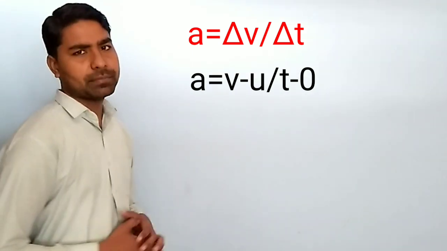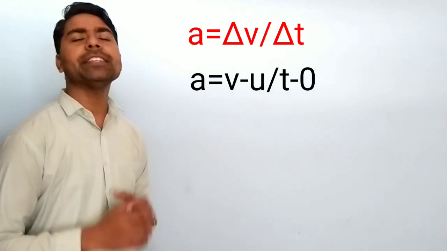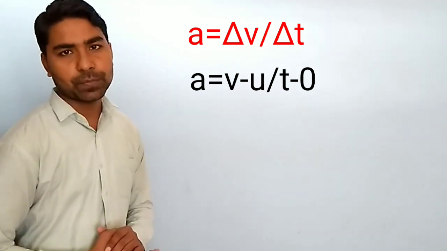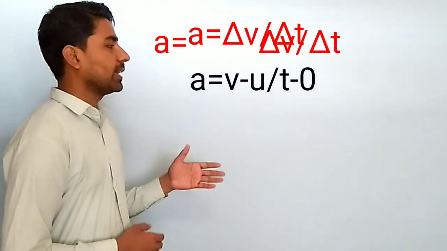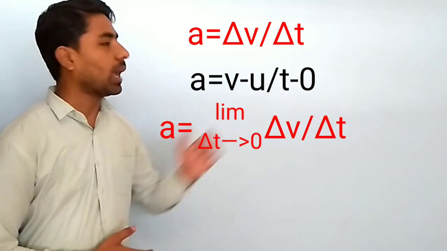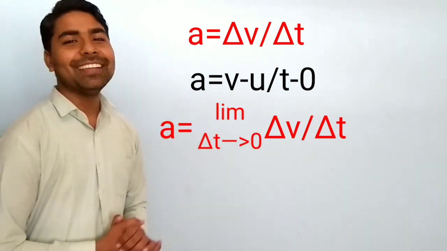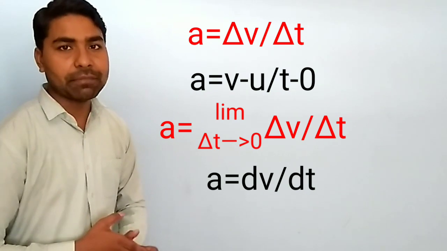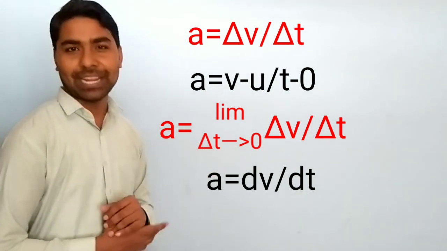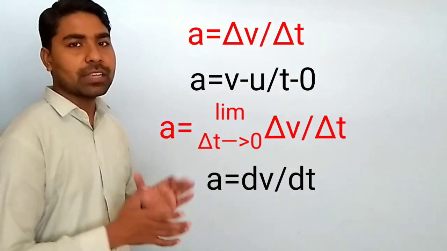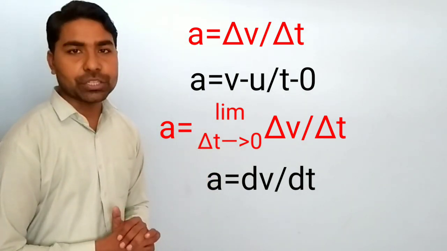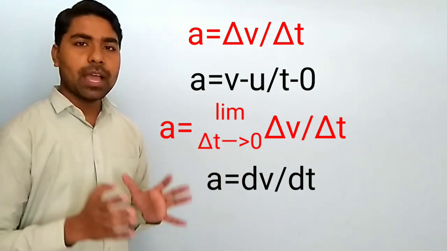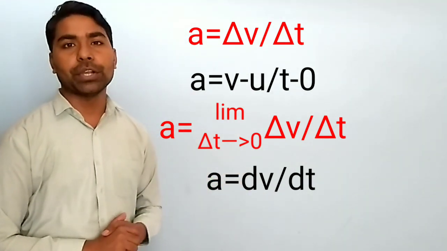If the time duration is very small, of very fine value, means this time is tending to 0, then what you will say? Then you will say the acceleration is equal to limit delta t tending to 0 of del v upon del t, or the acceleration is equal to dv upon dt, derivative of velocity with respect to time. This is actually called the differentiation of velocity with time, which gives you what? The acceleration.